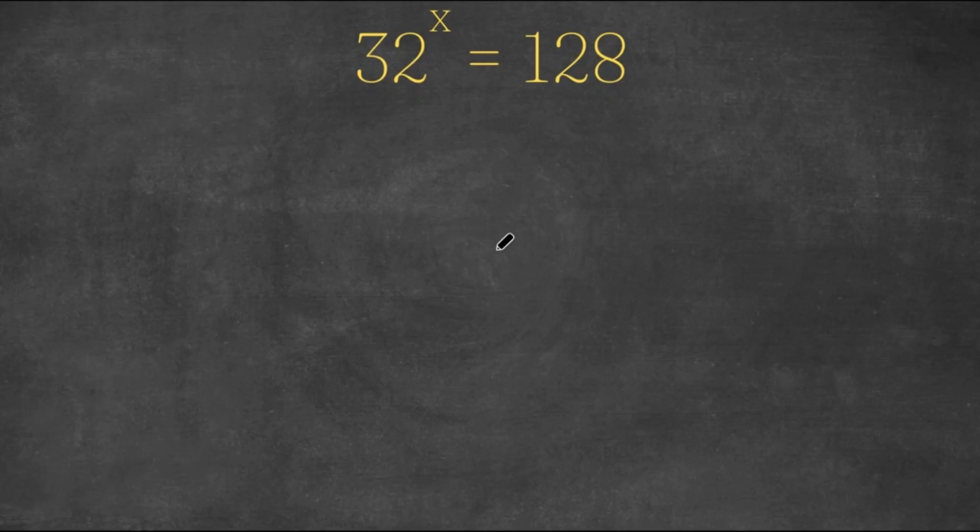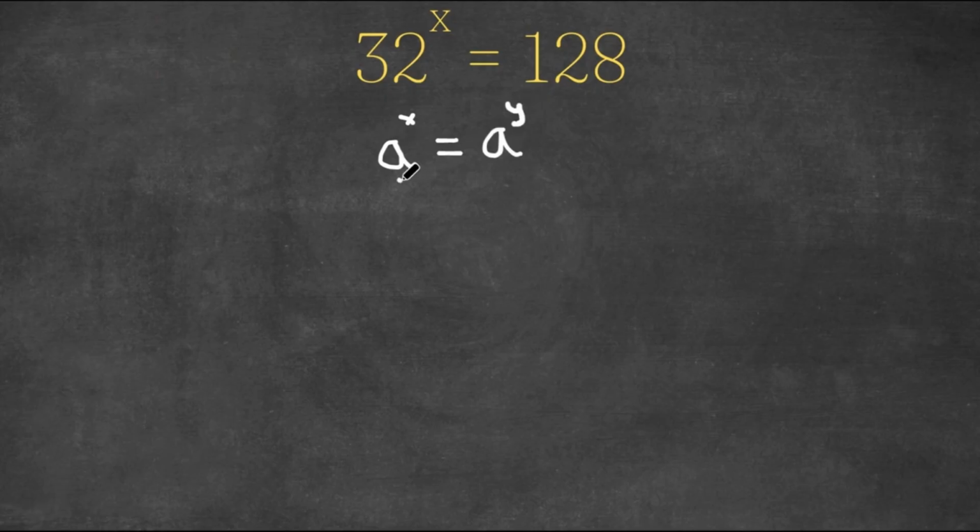In today's video, I'm going to be teaching you guys how to solve this exponential equation. So we have 32 to the power of x equals 128, and we want to find the value of x. Our main objective for this equation is to change it into the form a to the power of x equals a to the power of y.